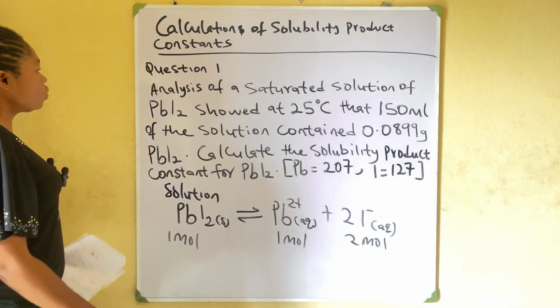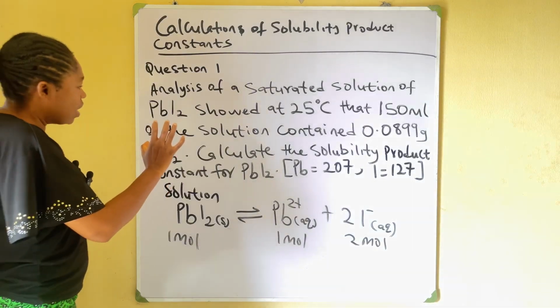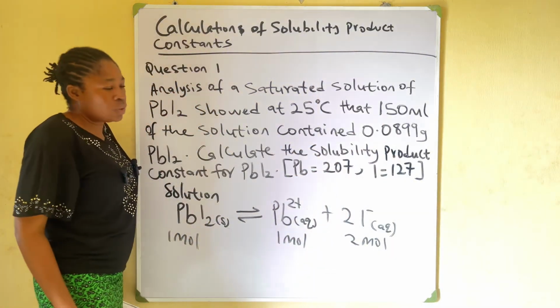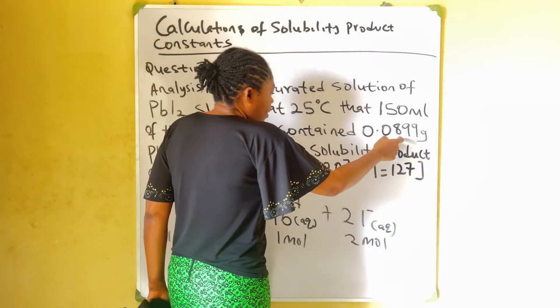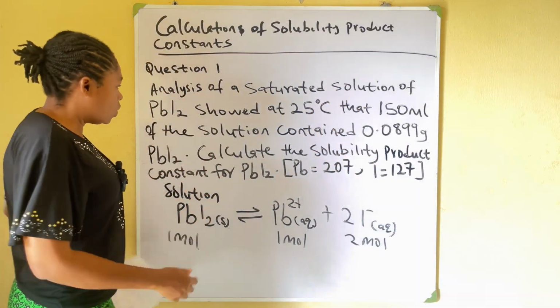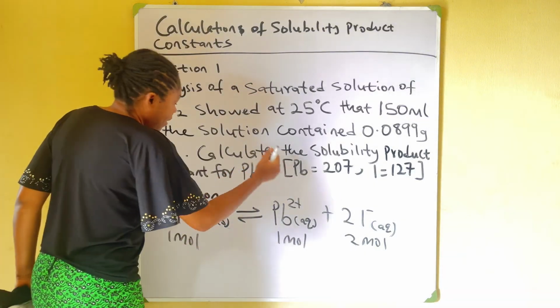Okay, so look at this question. We are not given the molar concentration straight. We are not given the molar concentration, but we are given volume and mass in grams. So what we are going to do is convert this gram and volume to what? To molar concentration. So let's find the molar mass, the relative molecular mass, of lead 2 iodide.